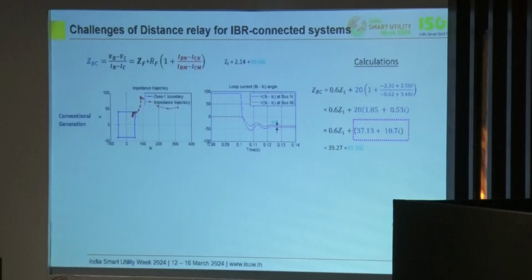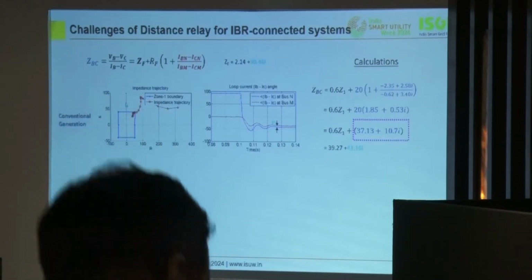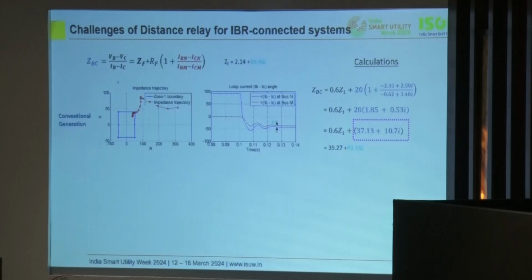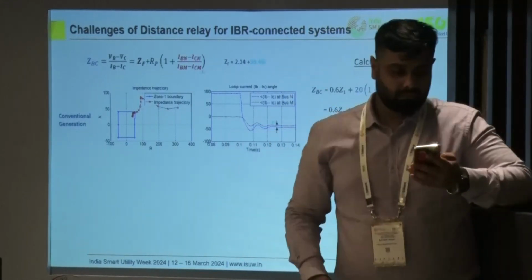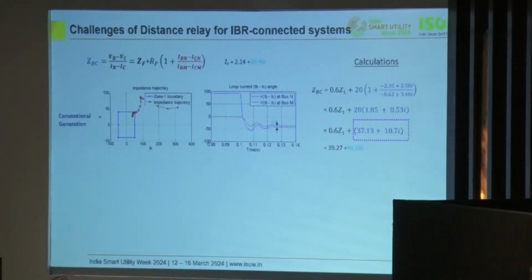So here, to understand this, let's consider an example of a BC fault at 60% of the line with RF 20 ohms. So here we can see that the apparent impedance traditionally can be calculated as VB minus VC by IB minus IC, which can be broken down into ZF plus RF into 1 plus the remote current part by the local current part. So here when we calculate the impedance, it comes out to be around 39.27 plus 41.16i.